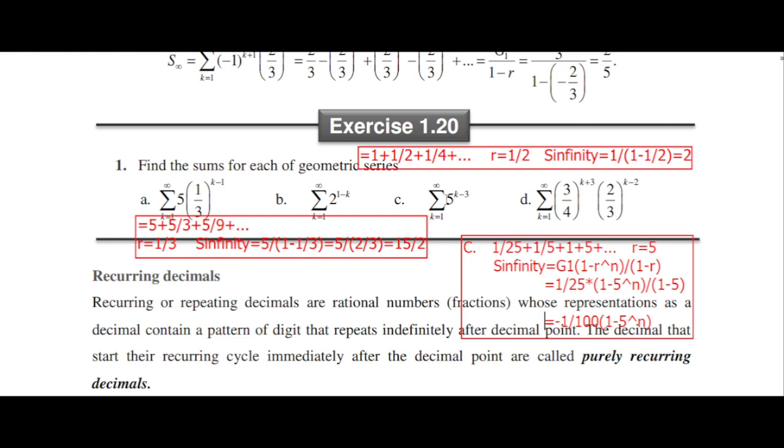This is divergent because as n approaches infinity, this approaches negative infinity times negative infinity, which approaches positive infinity. So this infinite geometric series is divergent. Now let's go to equation number D.